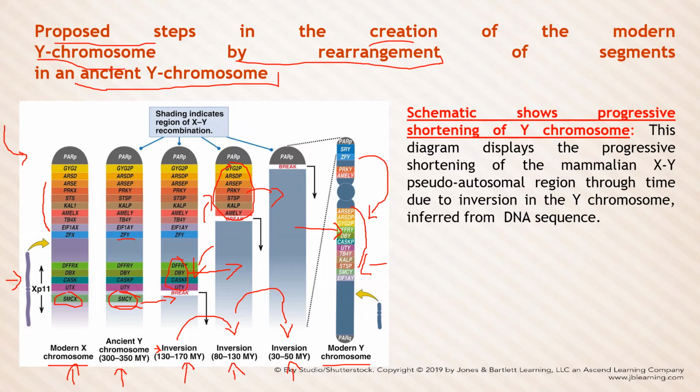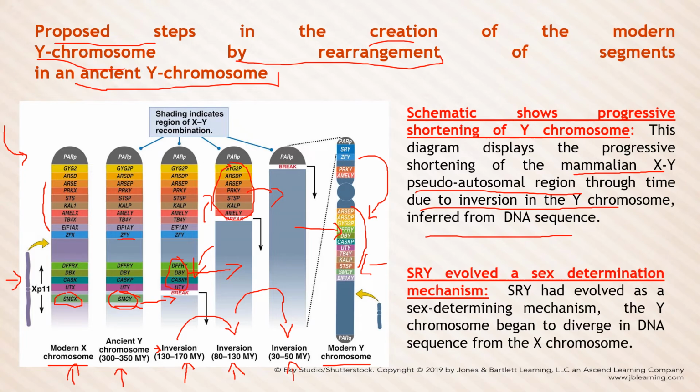As I said before, mammals still have an XY system with a pseudo-autosomal region through time. This is due to the inversion of the Y chromosome, inferred from the DNA sequence. We infer that this happened based on how the genes move during evolution, and we still have SRY, a sex determination mechanism that was not present in reptiles and is not present in birds. It only happened in mammals. So it's fascinating.